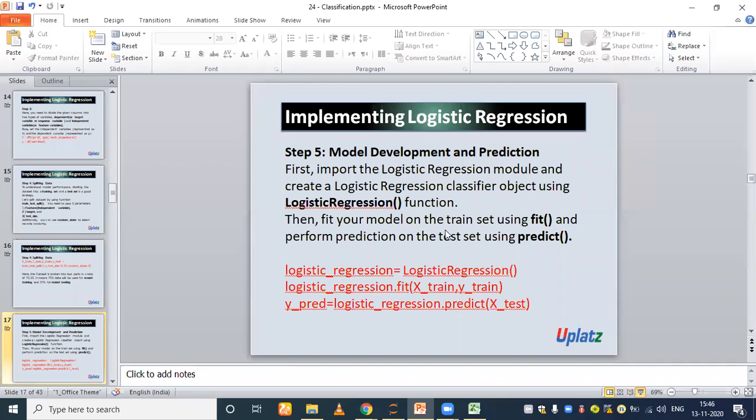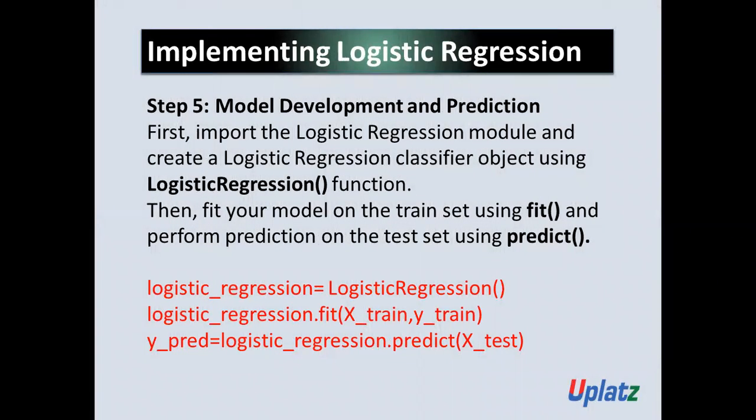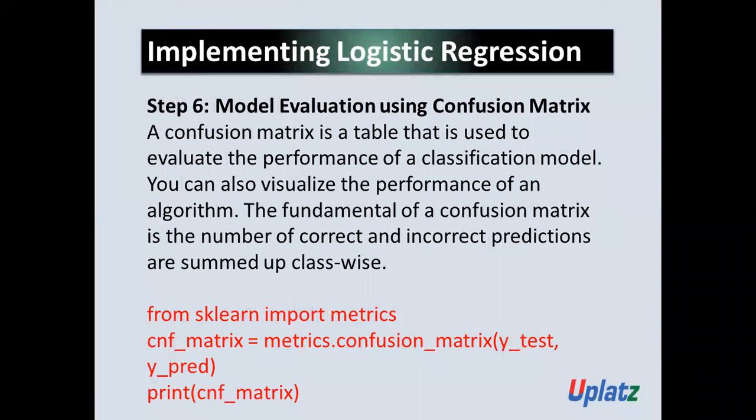Okay, now let's see. We have developed the model. We have also done the prediction with it. Now it's important for us to do the model evaluation. So that is our sixth step. Model evaluation, in case of logistic regression, you can do using the confusion matrix. A confusion matrix is a table that is used to evaluate the performance of a classification model. You can also visualize the performance of an algorithm. The fundamental of the confusion matrix is that the number of correct and incorrect predictions are summed up class-wise.